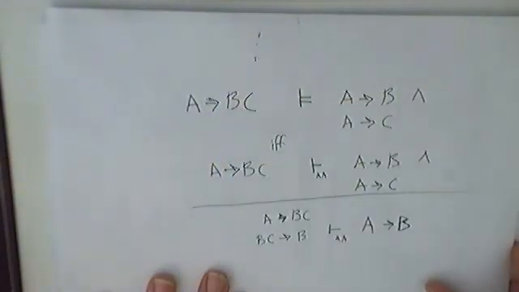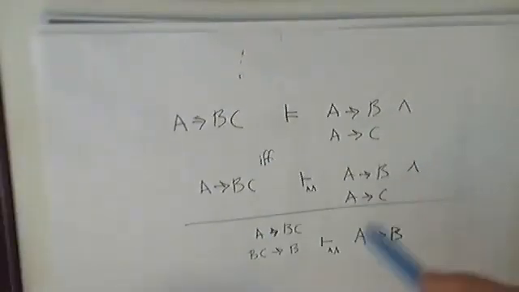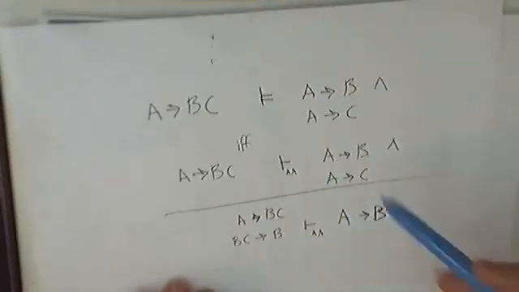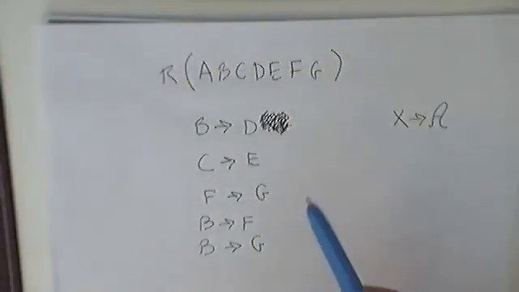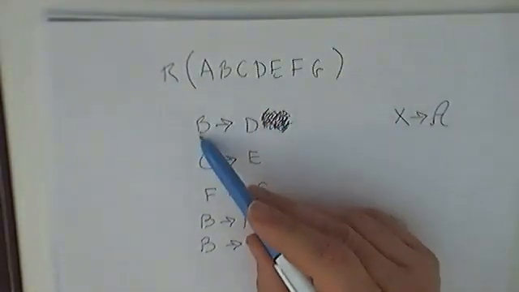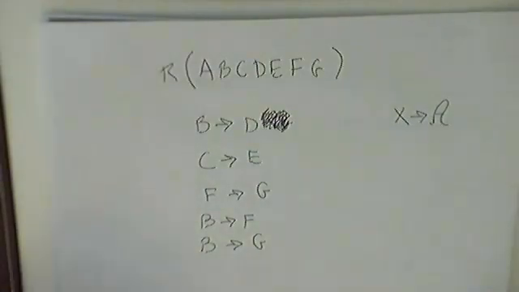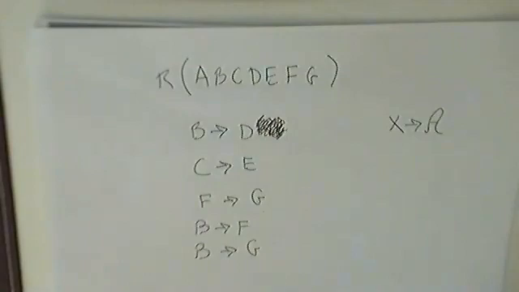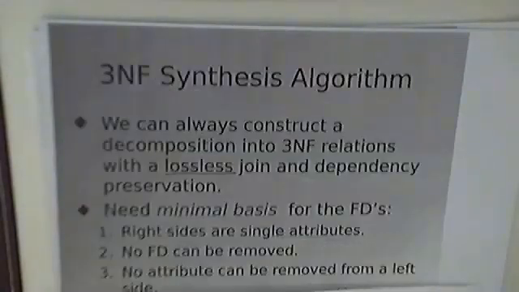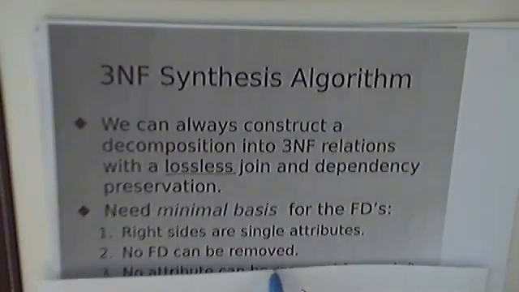So based on that, we know that we can split up the right-hand sides. All right, so I hope that clears things up, and the symmetry works for A goes to C as well. I hope everybody is okay with me turning B goes to D into B goes to F, B goes to G. Is everybody cool with that? May I proceed? I'm assuming the answer is yes. Good. So now we've done the first part: we put the right-hand sides to single attributes. Very good. Next, no functional dependency can be removed.